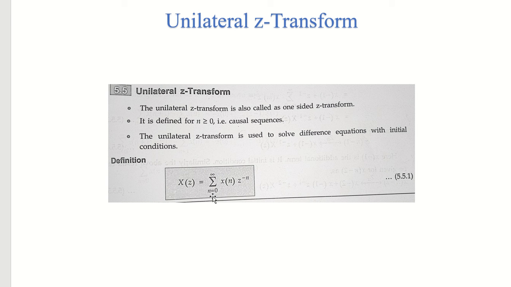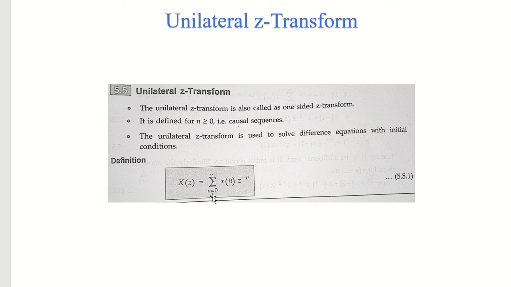And this unilateral Z transform can be solved using difference equations with initial conditions, which we saw something similar for Laplace as well, right? So you can obtain the inverse Z transform using any of the methods we discussed here. In the case of the unilateral Z transform, all sequences will be causal. And one more thing: unilateral and bilateral Z transforms are the same for causal signals.